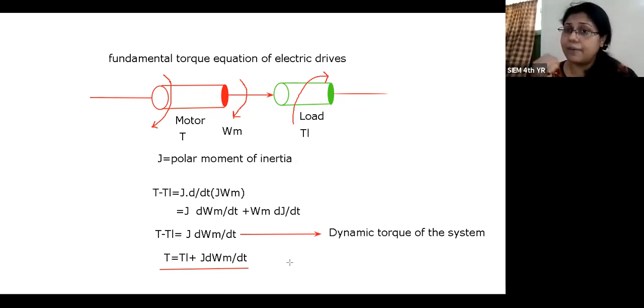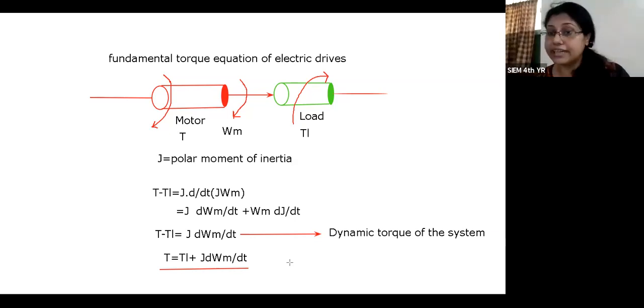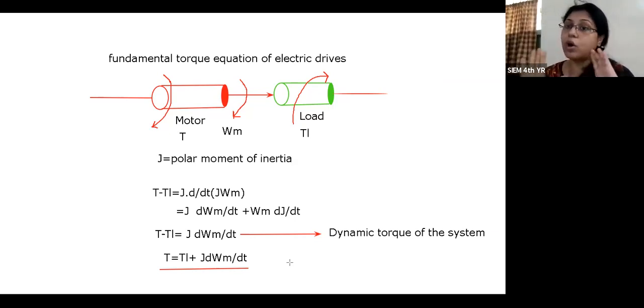But whenever a transient operation occurs in the system, that means during the starting time and during the braking time, either motor torque is greater than load torque, or motor torque is less than load torque. So during the transient moment, starting time or braking time, the dynamic torque will help the machine to overcome that unstable condition. That is the basic torque equation of electric drives.